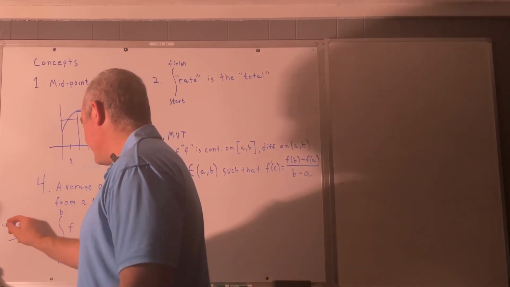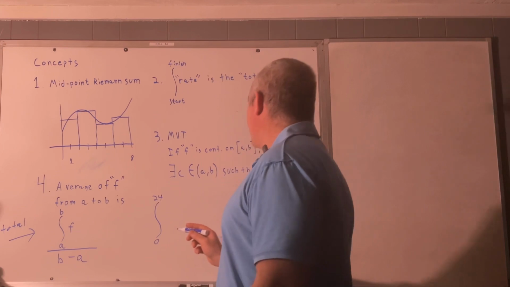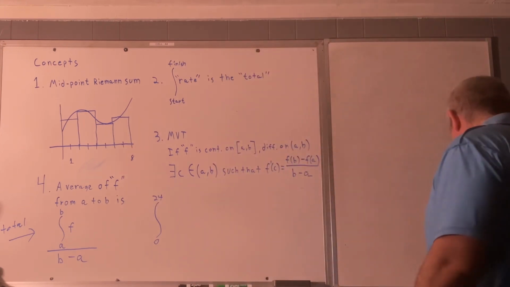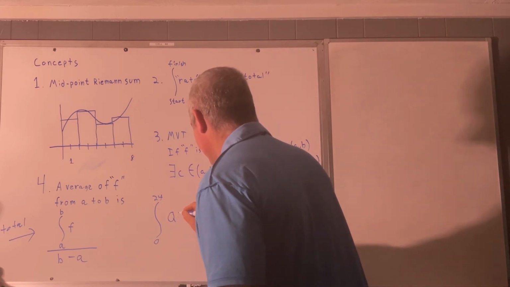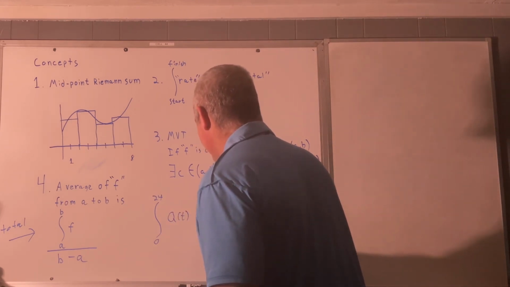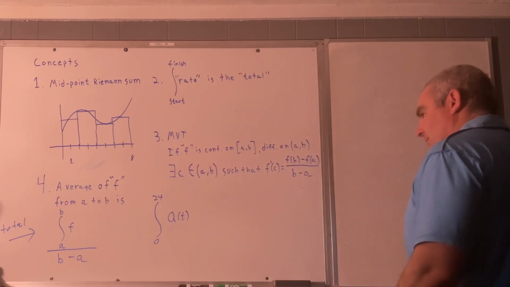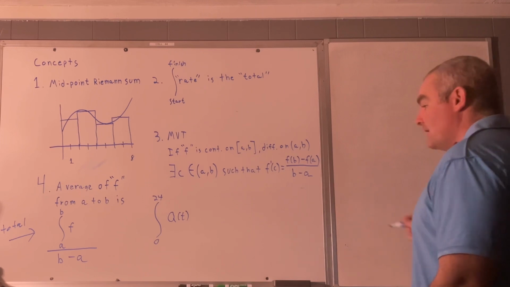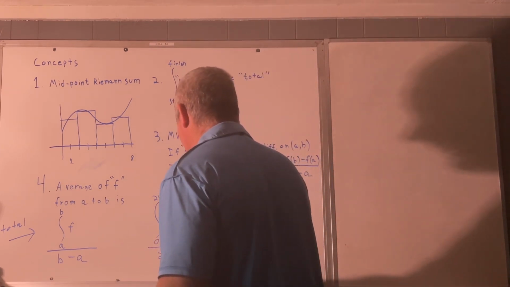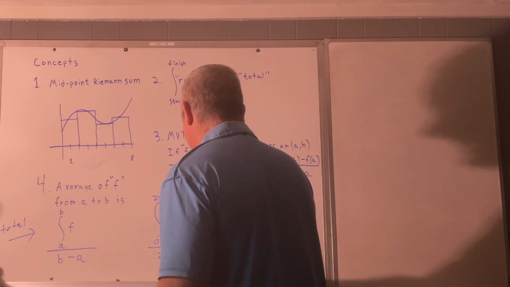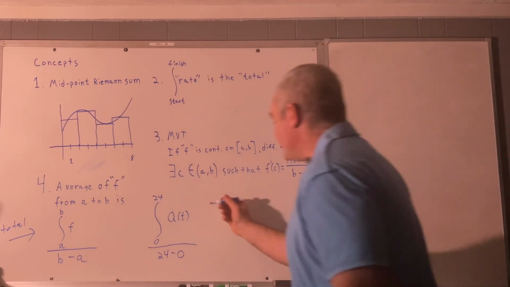This right here is the total of Q of t. I'm not actually going to write out what Q of t is. It's kind of a mess. It's not that bad, but... Okay, so it's going to be equal to the integral from 0 to 24 of Q of t divided by b minus a, 24 minus 0. We'll put the dt in there.